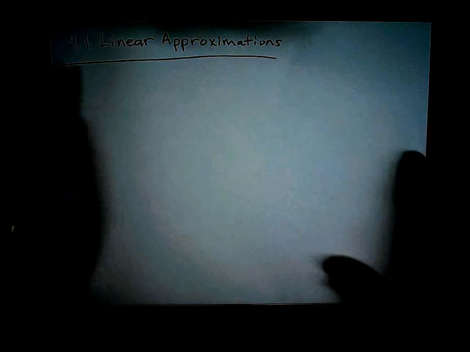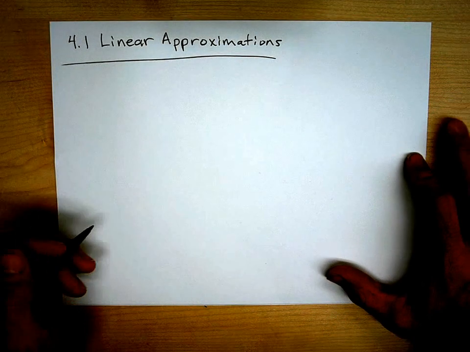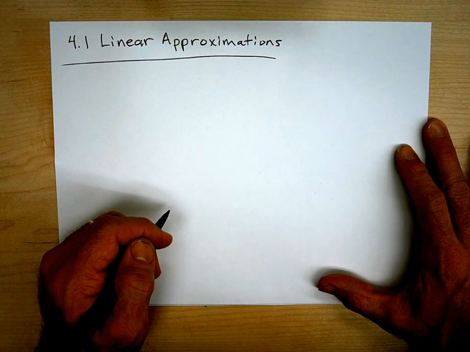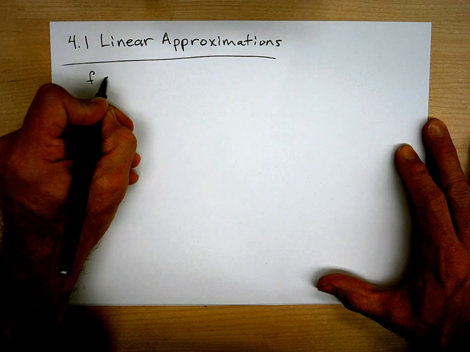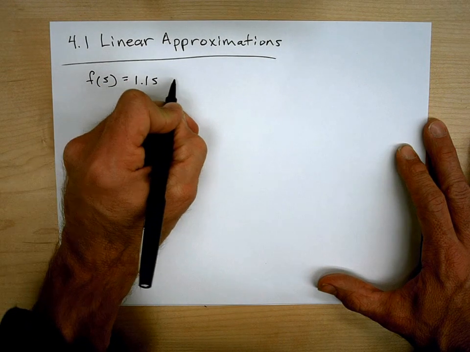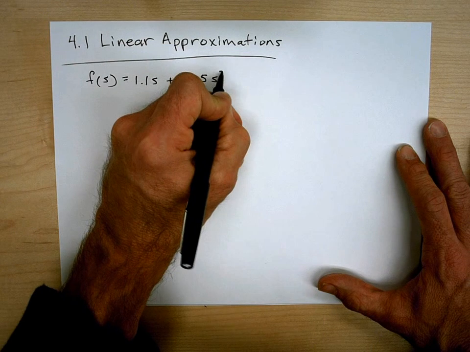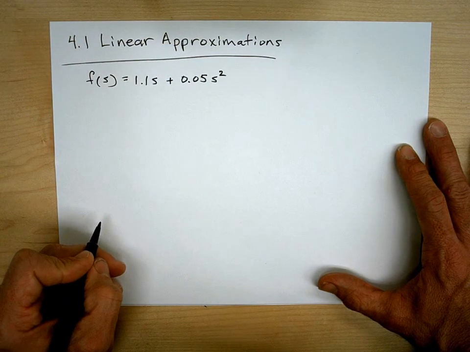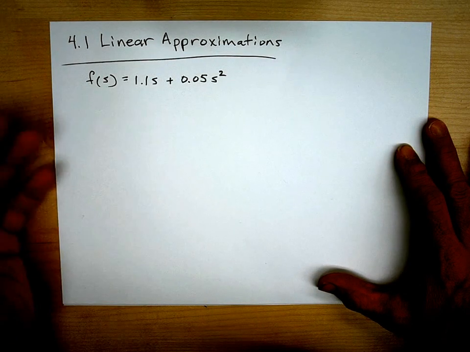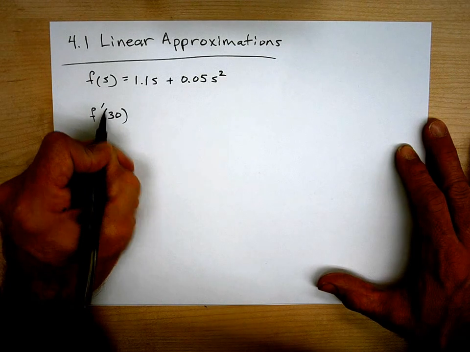Okay, today we are going to talk about linear approximations, which is an application of the derivative. And I want to first remind everyone what we did in Lab 6. We were given this function, f of s equals 1.1s plus 0.05 s squared. And we were basically asked to determine exactly or approximate f prime of 30 using the function.